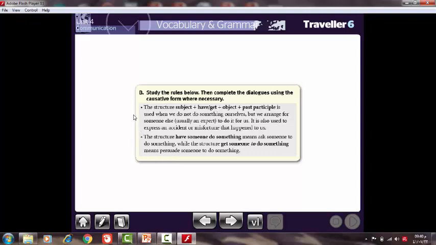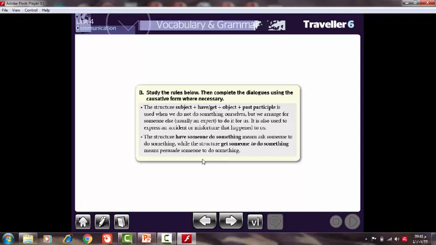Again, we should note that the structure is subject plus have or get. This means the conjugation of the verb have or get: have, has, had, was having, will have, etc., in all tenses, as we will see later, inshallah. Get: we can also use get, got, will get, etc. Object plus past participle is used when we don't do something ourselves, but we arrange for someone else, usually an expert, to do it for us. It is also used to express an accident or misfortune that happened to us.